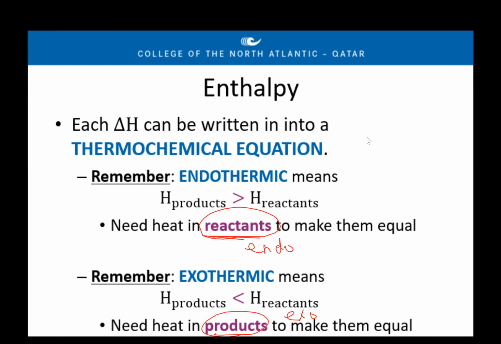Endothermic means it absorbs energy. So the energy would be in the reactants. It's going into the chemical or into the reaction. Exothermic means energy is released. So that would mean the energy is being created as a product.